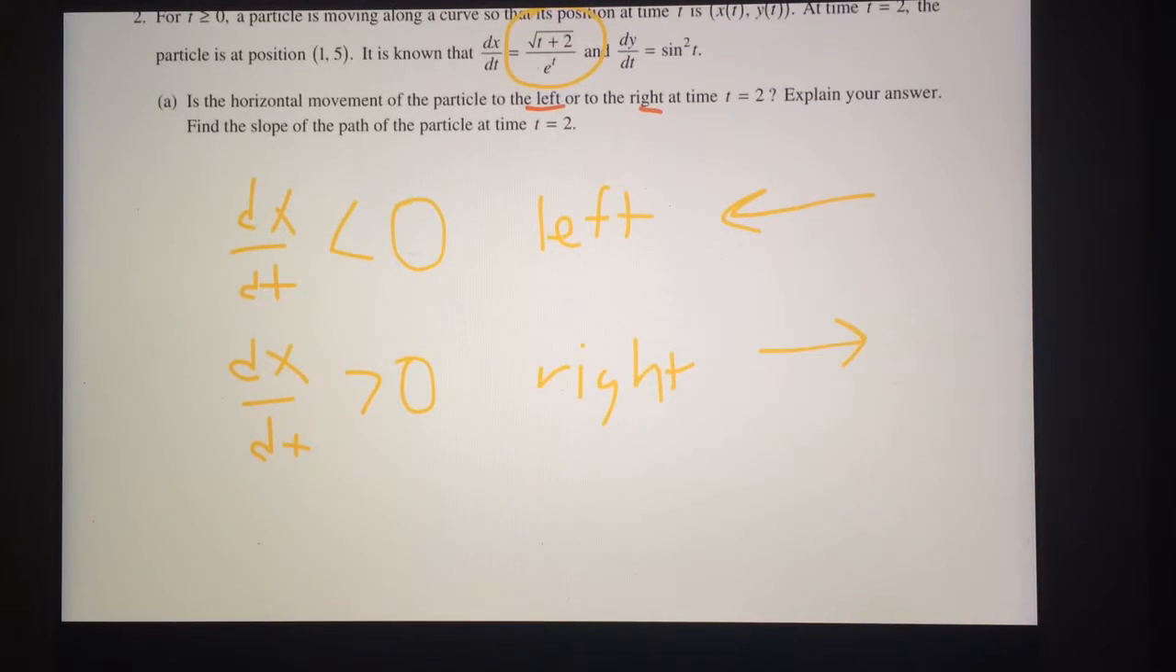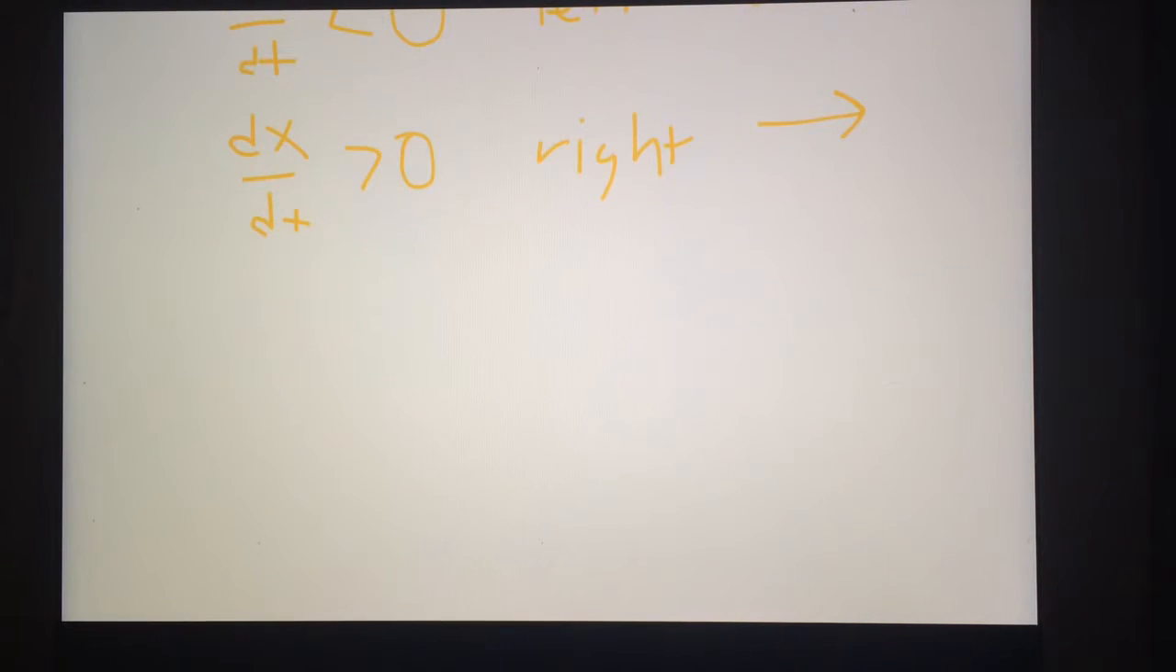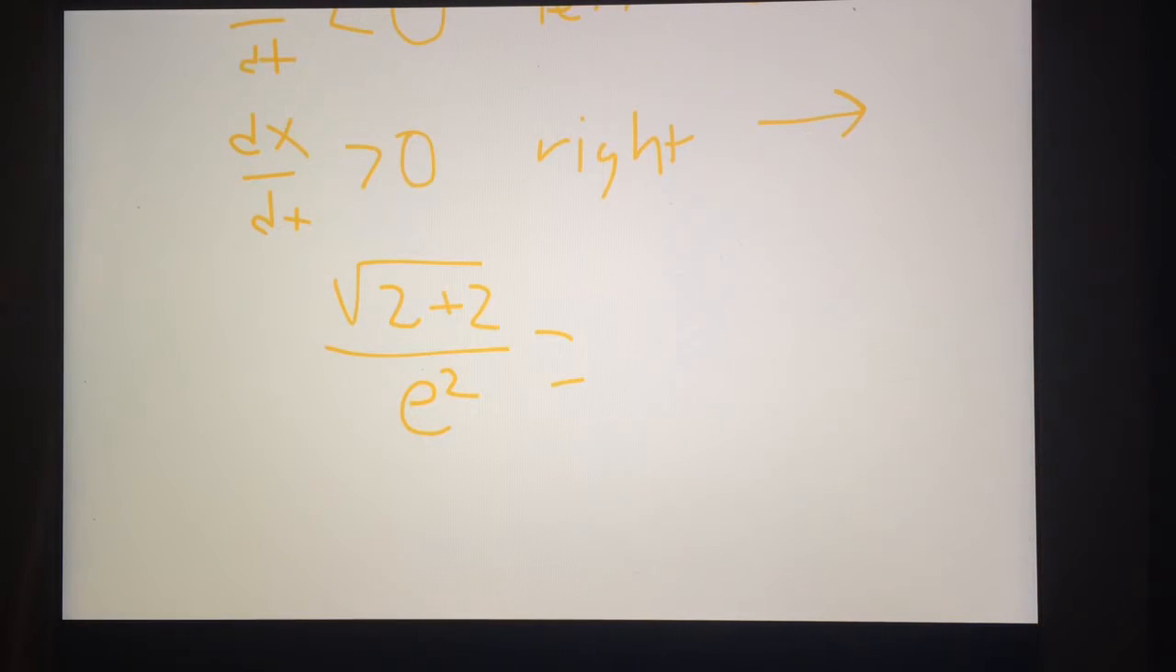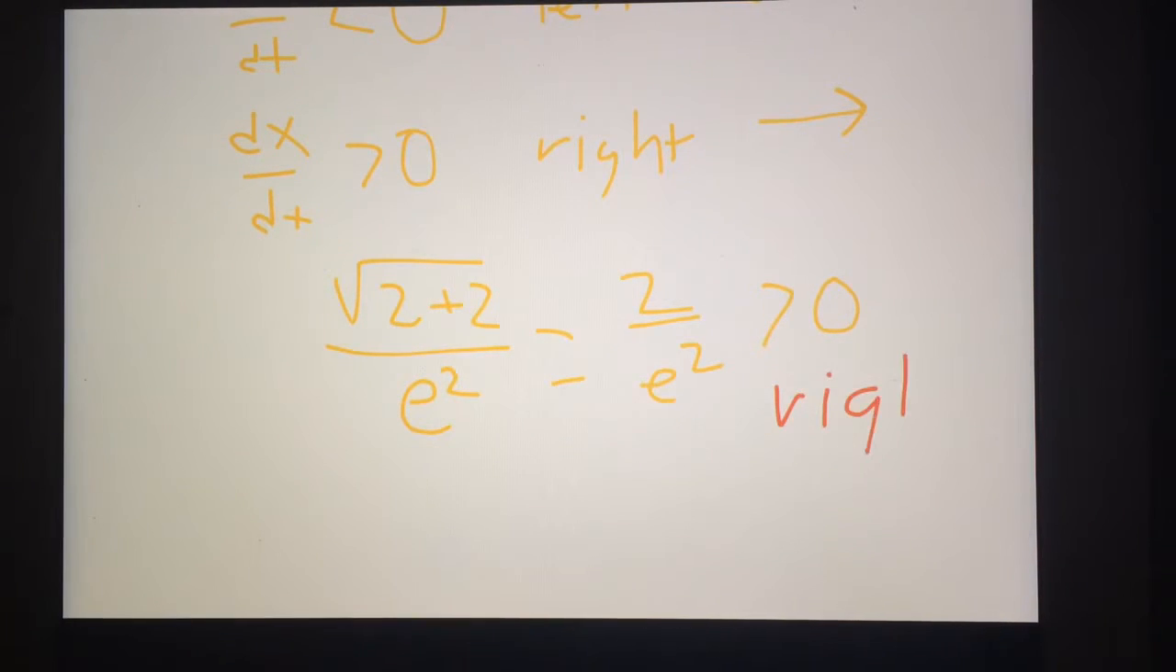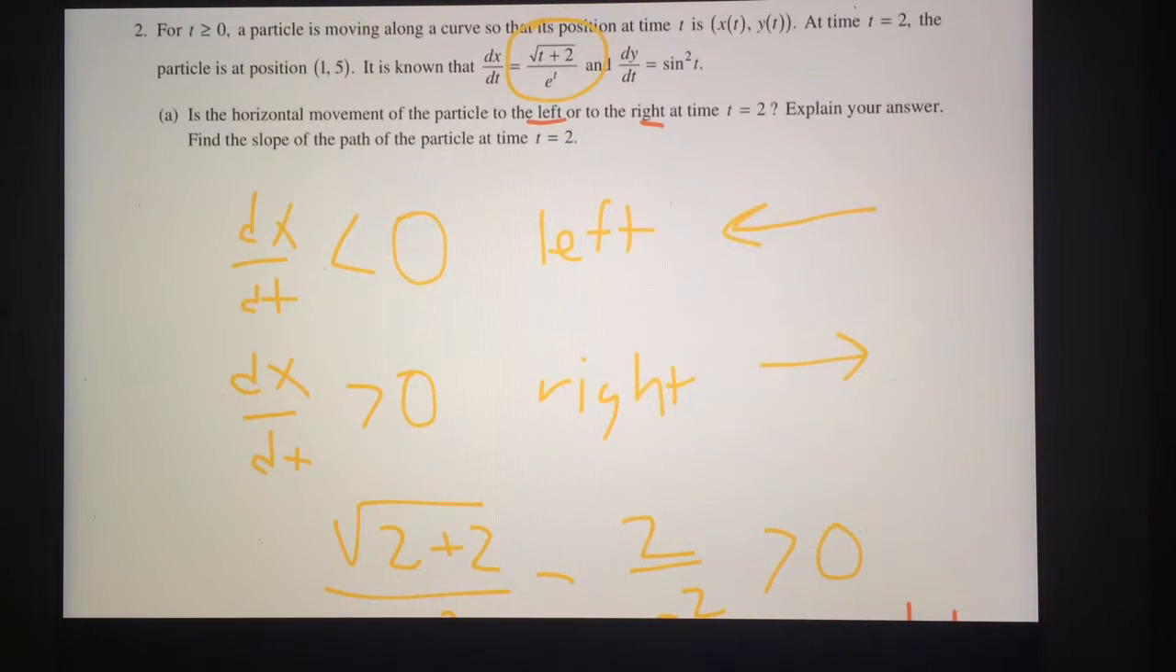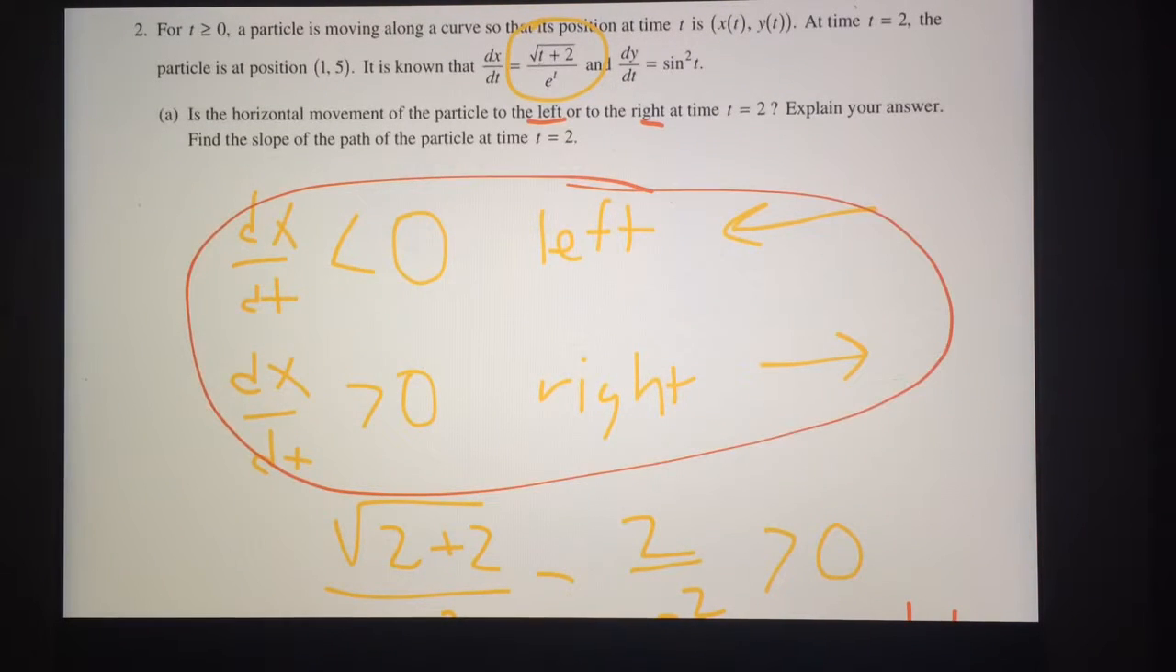So let's just plug in and figure out what we get. The square root of t, which in this case is 2, plus 2 over e raised to the t, which in this case is 2. If you plug that into your calculator, or just do it in your head, it equals 2 over e squared, which is very obviously greater than 0. So we are moving right. And that is what you could use for your explanation.